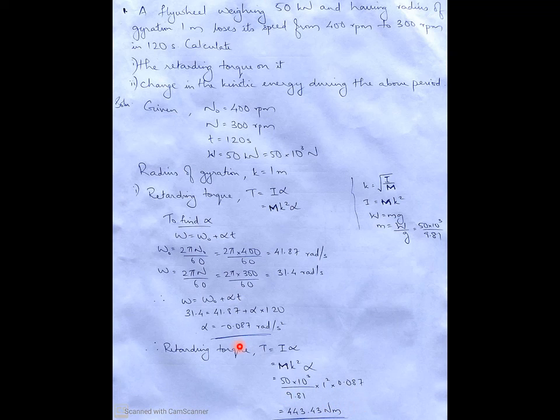So retarding torque you will be getting 443.43 Newton meter. The unit of torque is Newton meter. Torque means it is force into distance. So it is force in Newton into distance in meter. So the unit is Newton meter.